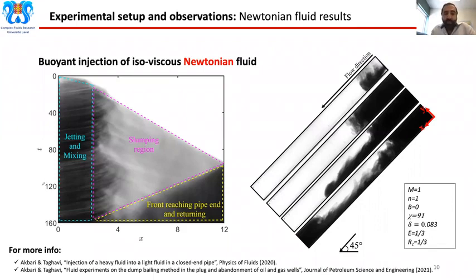As you can see in the spatiotemporal diagram and the corresponding image sequence of the flow, both fluids are Newtonian. Heavy Newtonian fluid is injected into light Newtonian fluid, and you will see a lot of mixing. So we have observed a jetting and mixing regime, a slumping region, and also the point that the front reaches the end. So basically, this is what we have observed in the case of Newtonian fluids.